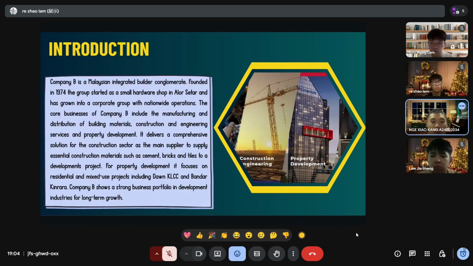Next. Company B is a Malaysian independent builder conglomerate founded in 1974. The group started as a small hardware shop in Kedah and has grown into a corporate group with nationwide operations. The core businesses of Company B include the manufacturing and distribution of building materials, construction, engineering services, and property development. It delivers a comprehensive solution for the construction sector, as a main supplier of essential construction materials such as cement, brick, and tiles to development projects. For property development, it focuses on residential and mixed-use projects, including Down KLCC and Bandar Kirana. Company B shows a strong business portfolio in the development industry for long-term growth.